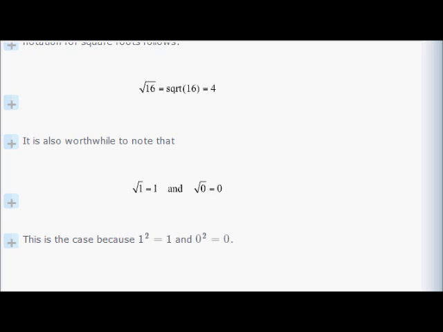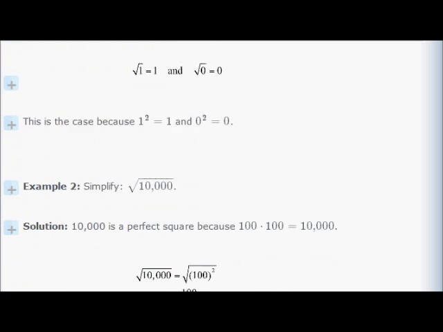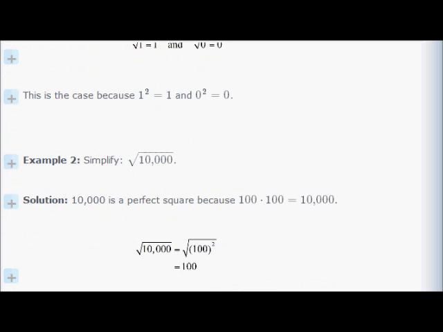So it's also worthwhile to note the square root of 1 is 1, okay, because it's 1 times 1 is 1, and the square root of 0 is 0. We have 0 times 0 is 0. So 1 squared is 1 and 0 squared is 0. And that's why you have the inverses being what they are.